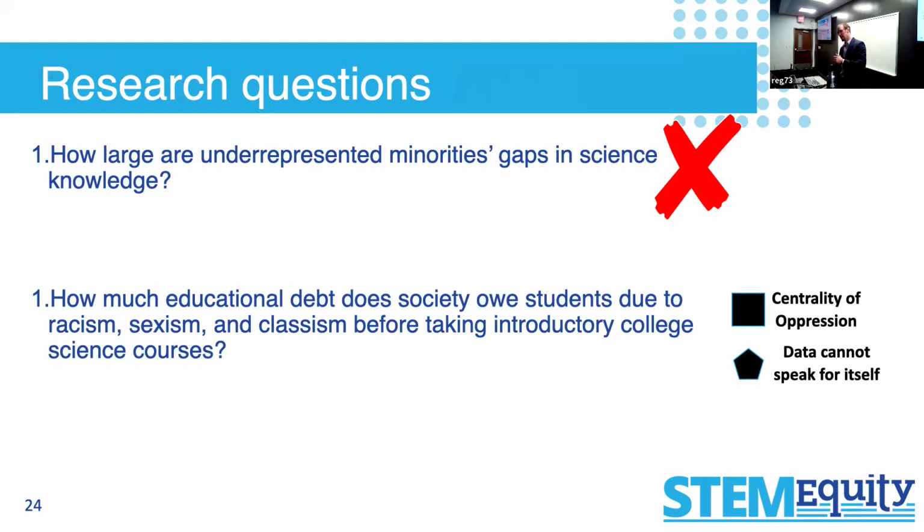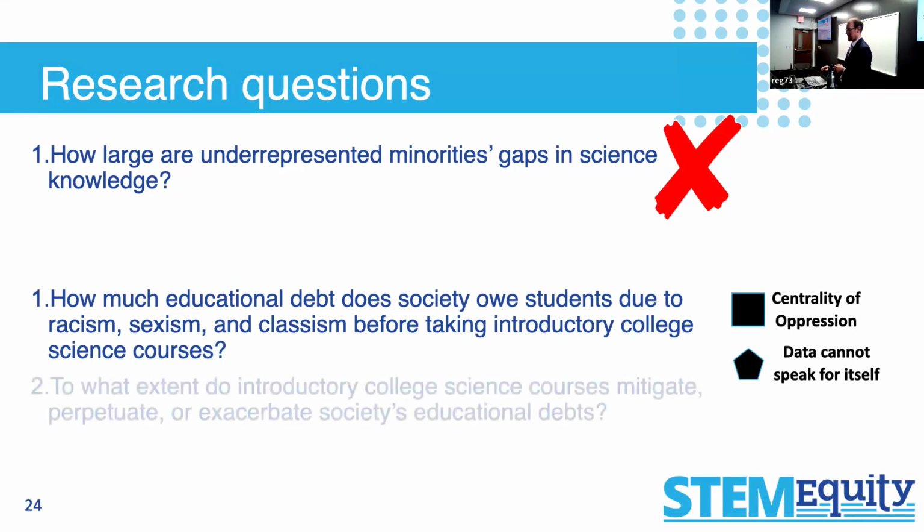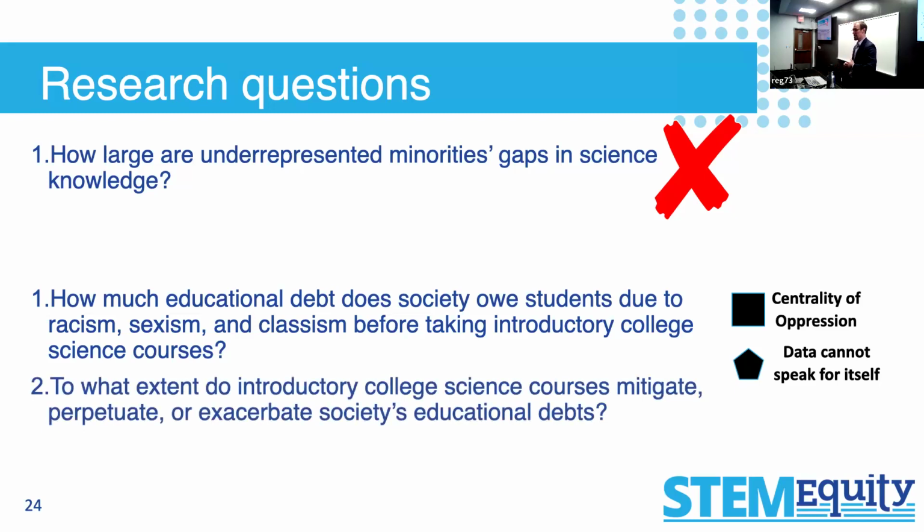I'm going to ask 2 things. How much educational debt does society owe students due to racism, sexism, and classism before taking introductory college science courses? And to what extent do introductory college science courses mitigate, perpetuate, or exacerbate society's educational debts?